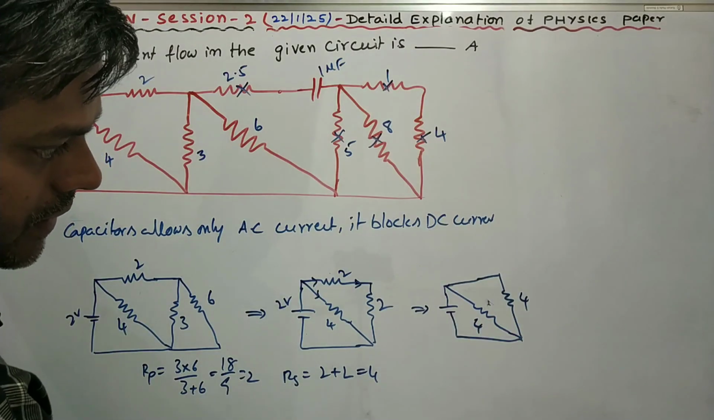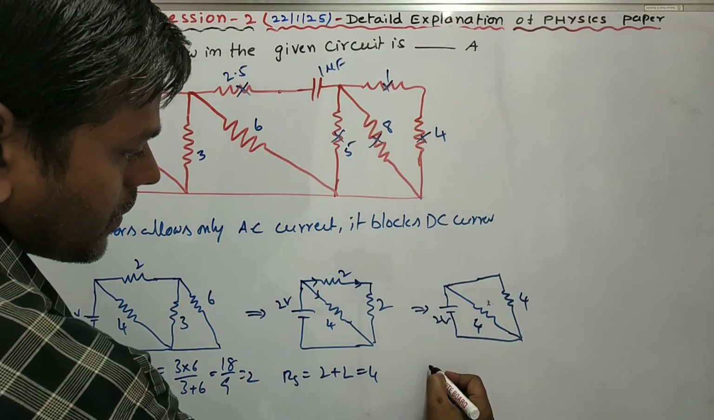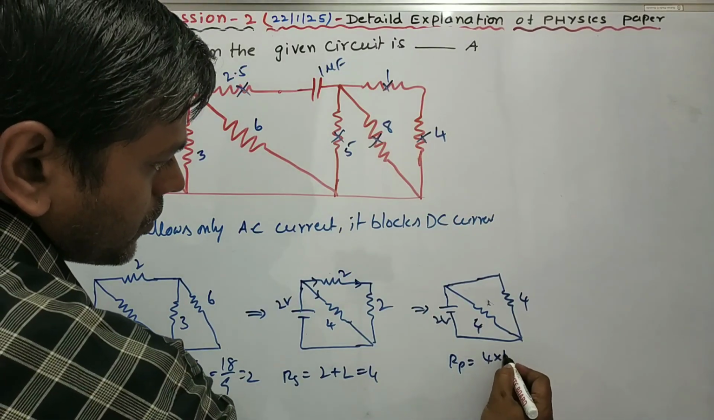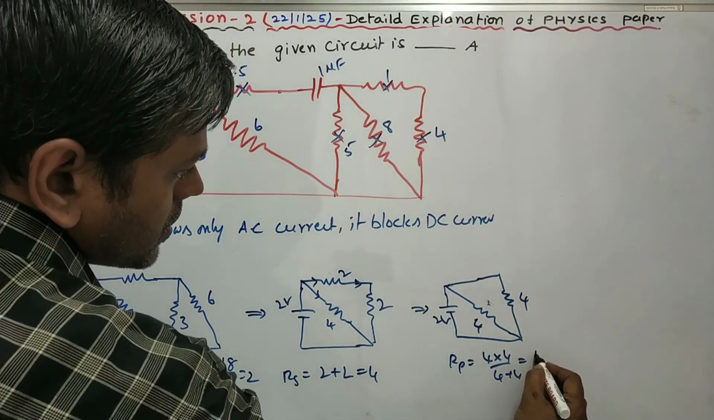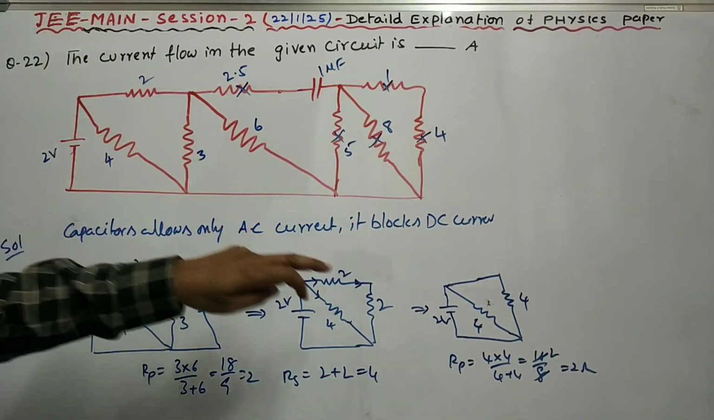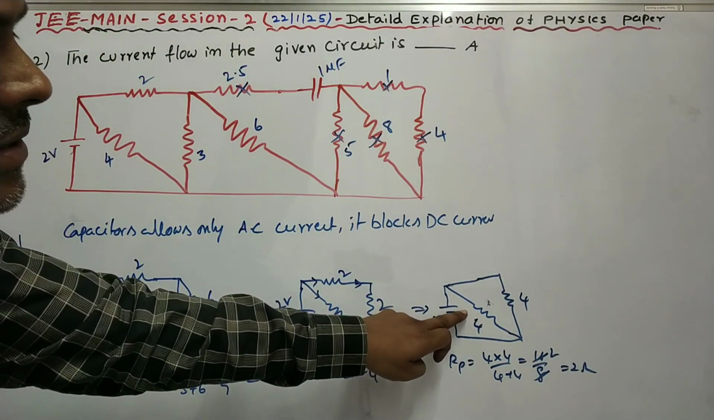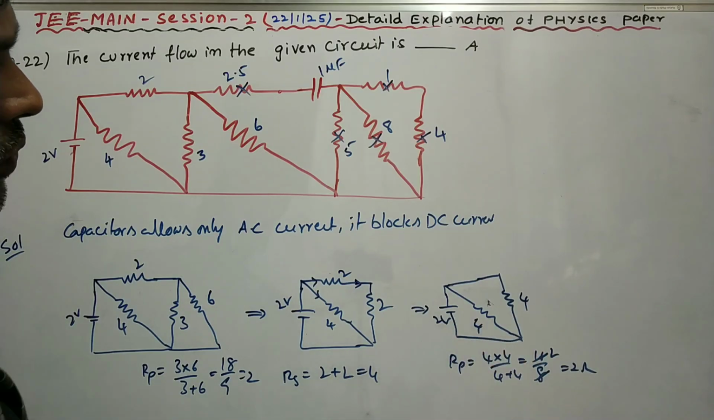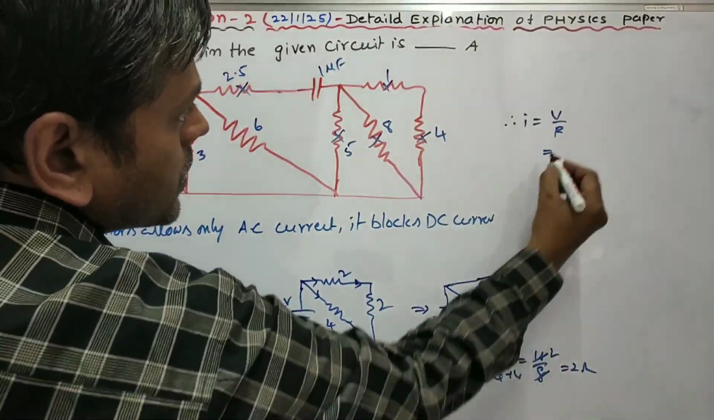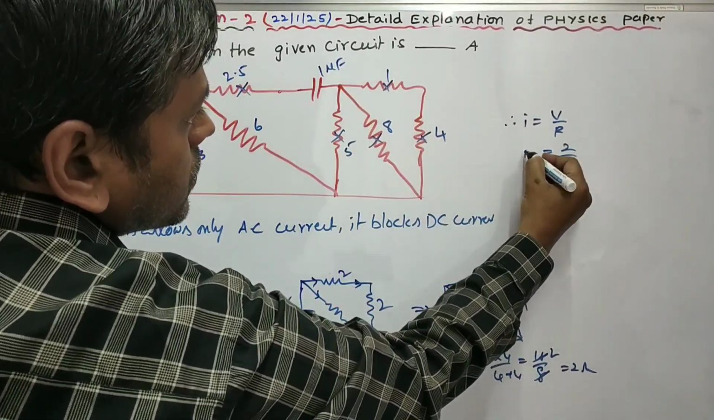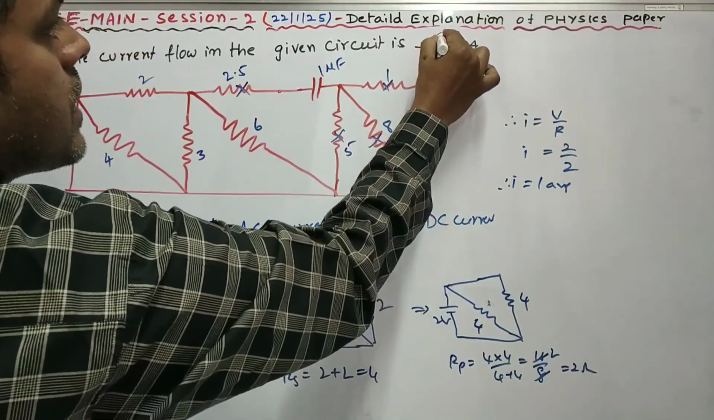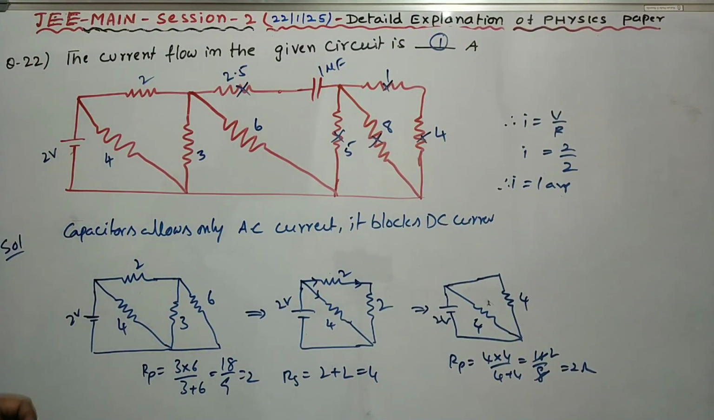Again these 4 ohm resistors are in parallel with the other. Therefore Rp is equal to 4 into 4 by 4 plus 4, which is 16 by 8, equal to 2. So the net resistance in this circuit is 2 ohm. Therefore current I is equal to V by R, where V is 2 volt and the resistance is 2, so I is equal to 1 ampere. The current in this circuit is 1 ampere.